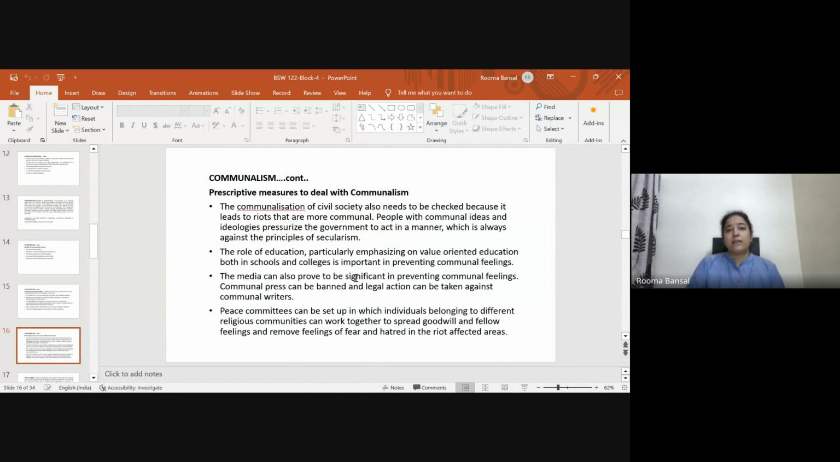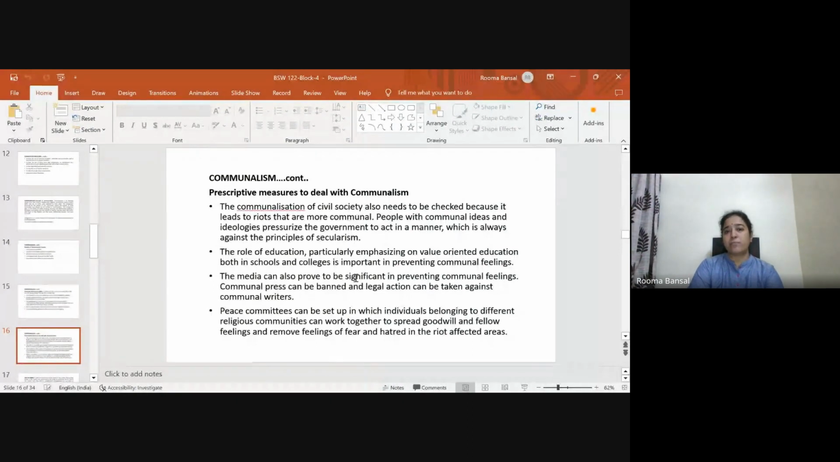Next point is prescriptive measures to deal with communalism. The communalization of civil society also needs to be checked because it leads to rights that are more communal. People with communal ideas and ideologies pressurize the government to act in a manner which is always against the principle of secularism. Here again, we can take the example of any fight or debate or any sort of issue on the basis of religion.